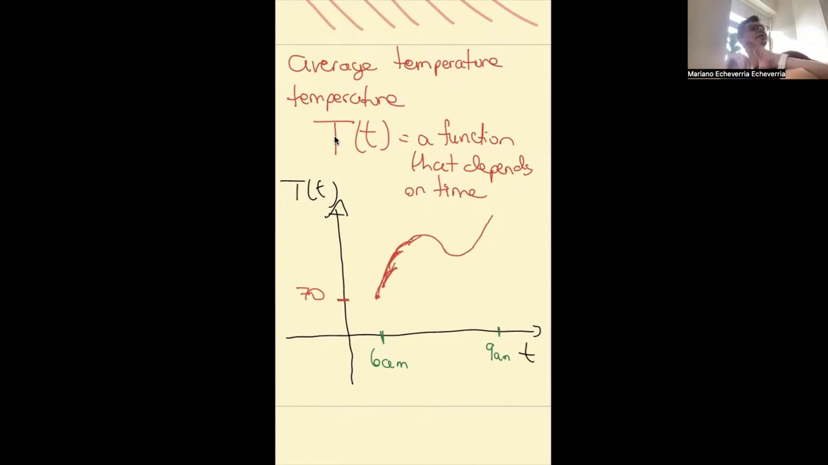Is that making sense? So the temperature in general, you would just think about it as a function that changes over time, right? But then you could ask, well, what do you mean by the average temperature? It's less clear here, okay?